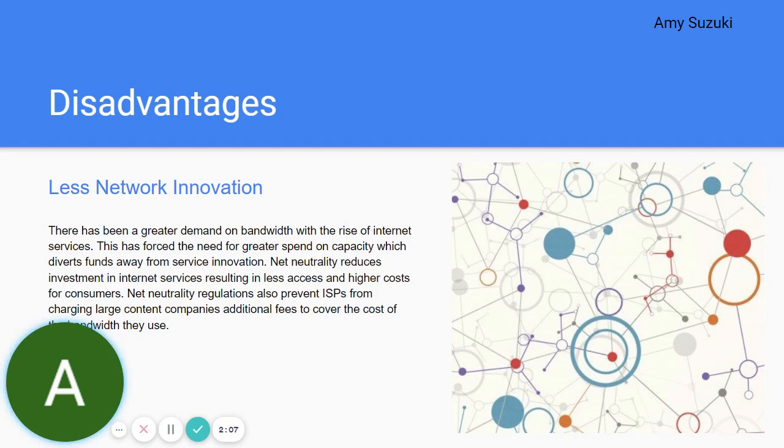Preventing such paid prioritization fees places the cost of building the additional capacity necessary to carry the content onto ISPs, and these costs will trickle down to consumers in the form of more expensive internet packages, which are paid by all, even those who don't use the streaming services.